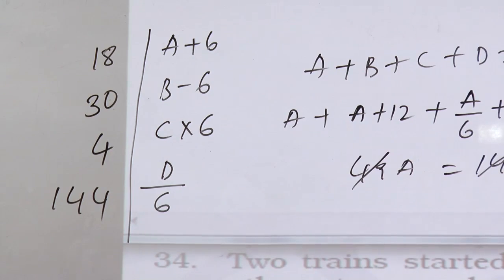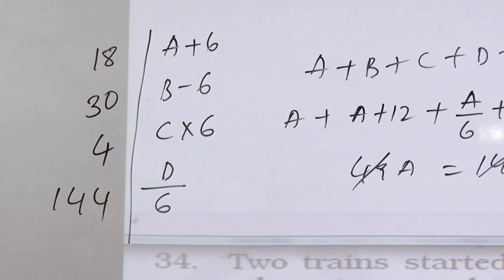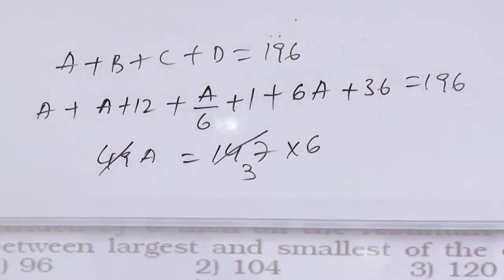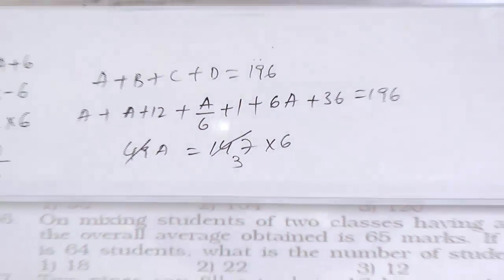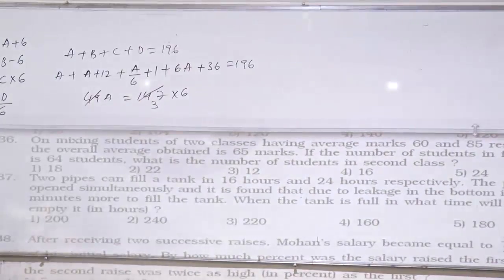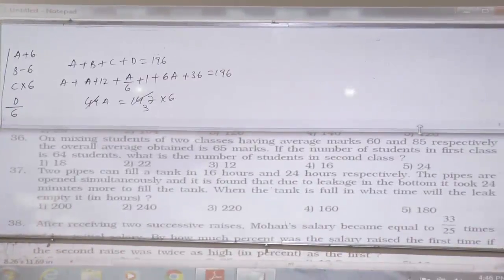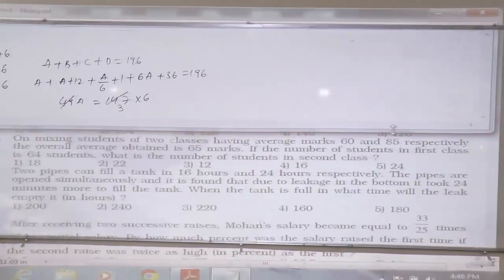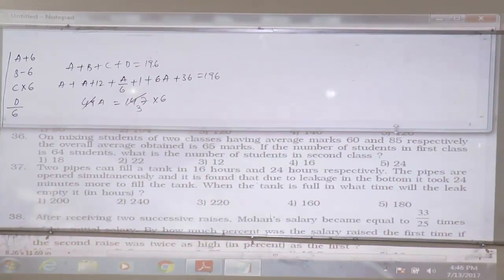Next, on mixing students of two classes having average marks of 60 and 85, the overall average obtained is 65 marks. If the number of students in the first class is 64, what is the number of students in the second class? So let's go for alligation.